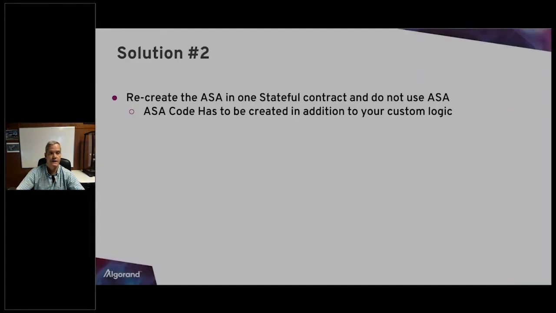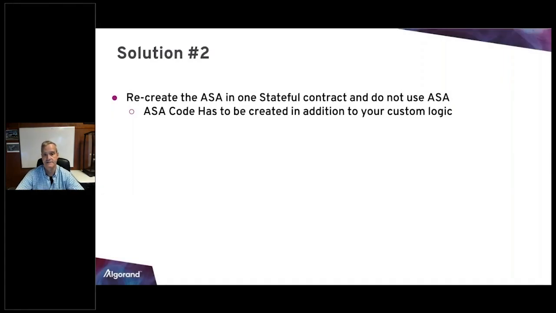So what's another solution? Another solution is to recreate the ASA in a stateful contract and don't use ASAs at all. And then we actually have an example stateful smart contract that reproduces the entire ASA standard. But there's a lot of logic associated with it. So now you have to recreate not only that logic, but you also have to add your business logic that does the identity check, or the additional checks for fees or whatever you want to add onto a transfer. So while that solution can be done, that's not the one I chose for this particular solution that I'm working on.